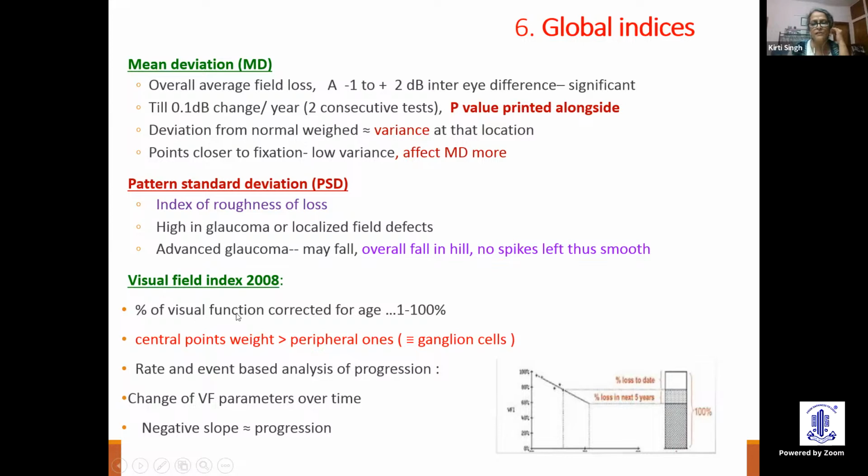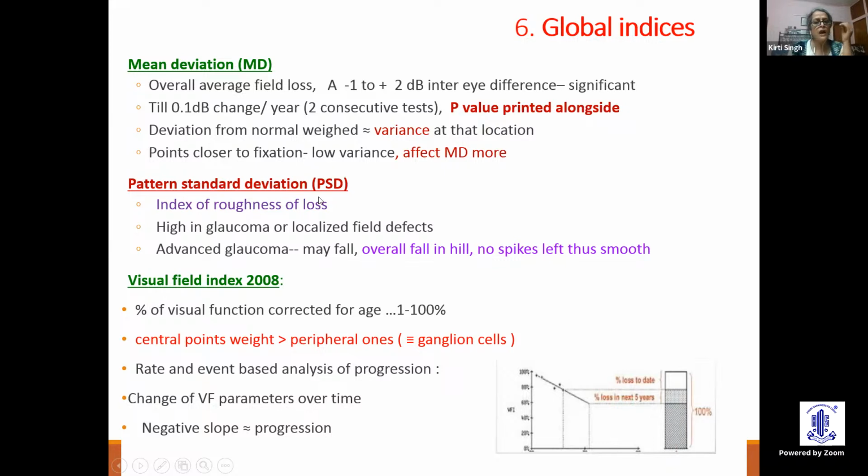And this is a percentage of visual field corrected for age. Range is from 1 to 100%. Central points are given more weightage than peripheral ones. Why? Because ganglion cells are there in the center. And you have the rate and event based analysis, where the change of parameters over time is done with VFI. And VFI, if it has a negative slope over time, it indicates progression.